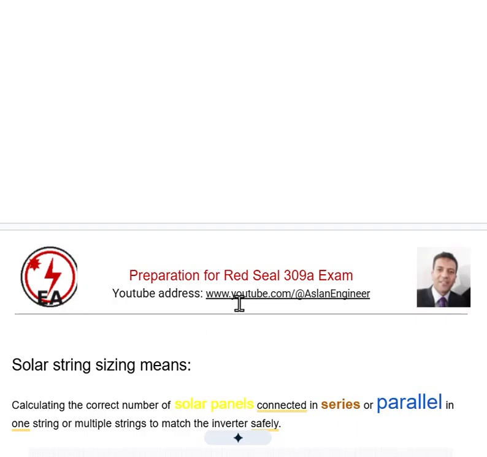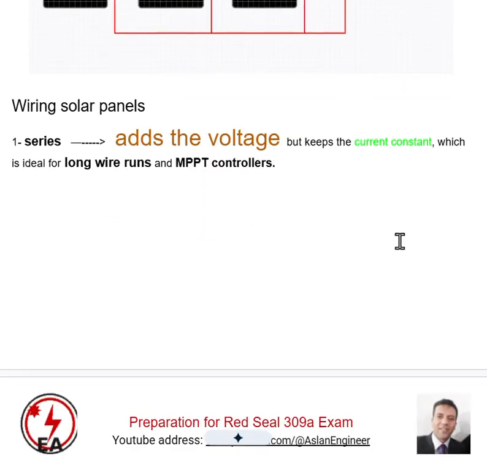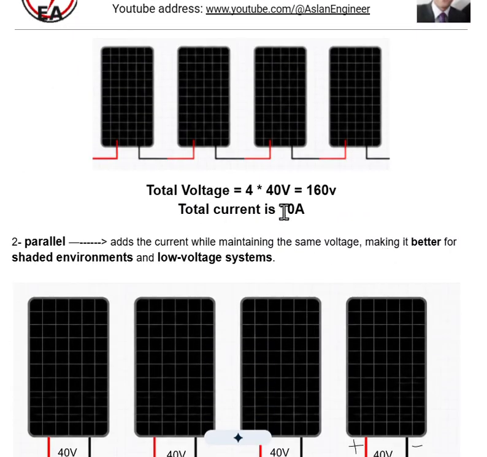So what is solar string sizing? I told you that we have 2 different kinds of circuits. In series, we increase the voltage. In parallel, we increase the amps or current. So we can calculate the size of the inverter, or what kind of inverter we want to use. So here we have 4 panels of 40 volts, so the total voltage is 160 volts, but the amp total is the same as one panel.